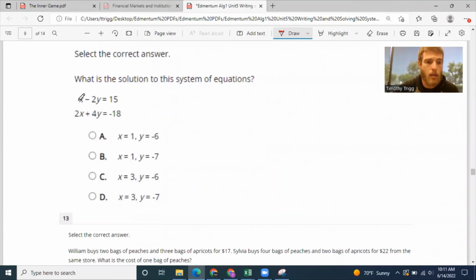All right, here we could solve this by using elimination. Let's say I want to eliminate the y's. I'd multiply this top equation by 2. That way we'd have a negative 4y here, which would eliminate with this positive 4y here. So let's go ahead and distribute the 2 to this top equation: 2x minus 4y equals, and then we have 30 here. The bottom equation had no need to change, so I'm just going to rewrite it just as it is.